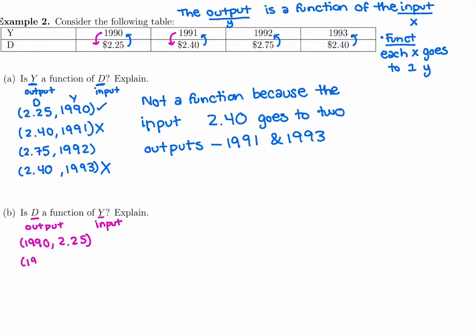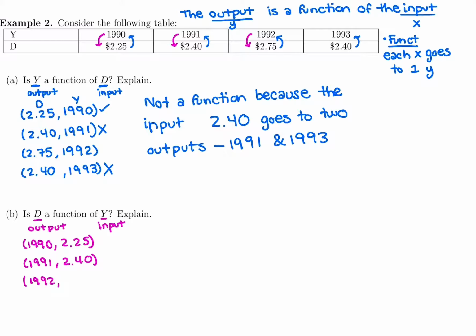1991 is getting out 2.40. So far we're okay. Each input is only going to one output. My next input is 1992, and that's going to 2.75. And then the last one, 1993, is going to 2.40. So each input, does it go to exactly one output? My first input goes to one number. My second input is different, goes to a number. My third input is different, goes to a number. My fourth input goes to a number. So these inputs have exactly one output.